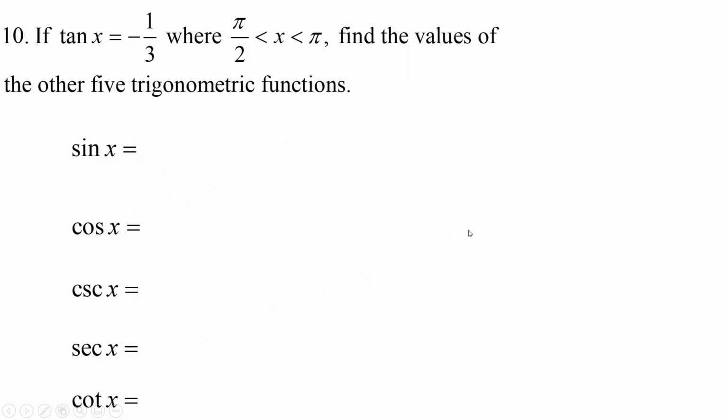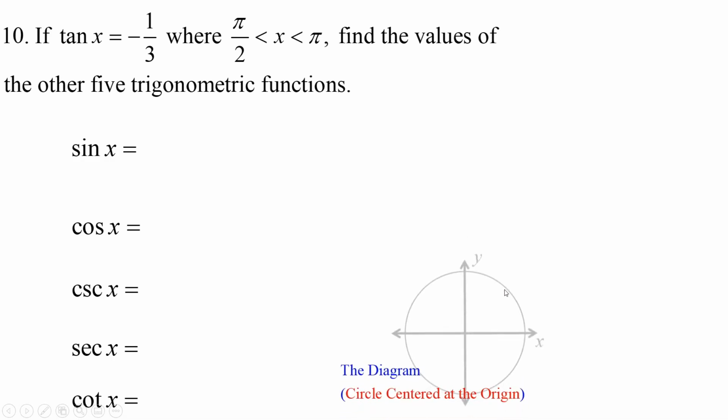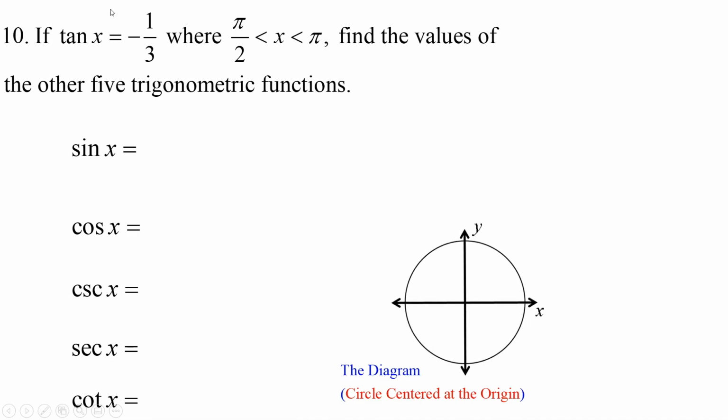Now, let's draw our typical picture. The diagram, a circle centered at the origin. Okay, now we're from pi over 2 to pi, so our terminal ray has to be here in quadrant 2. So I'm going to do a quadrant 2 terminal ray. It won't be perfect to scale, but that's okay. All right, and now I'm going to do that quadrant 2 right triangle so I can put my dimensions of the triangle in. So here we go. Here is my quadrant 2 right triangle right there.